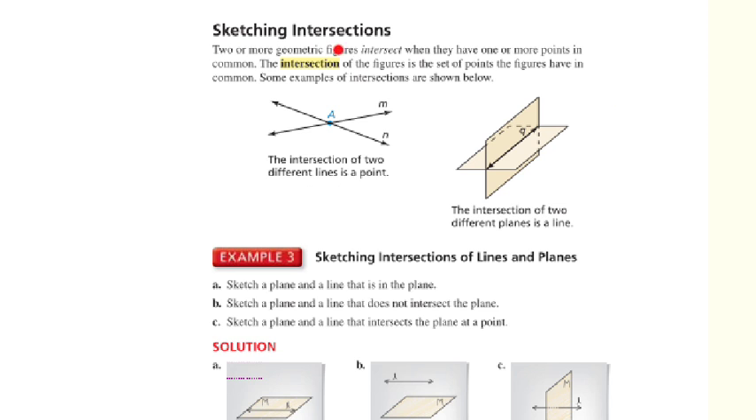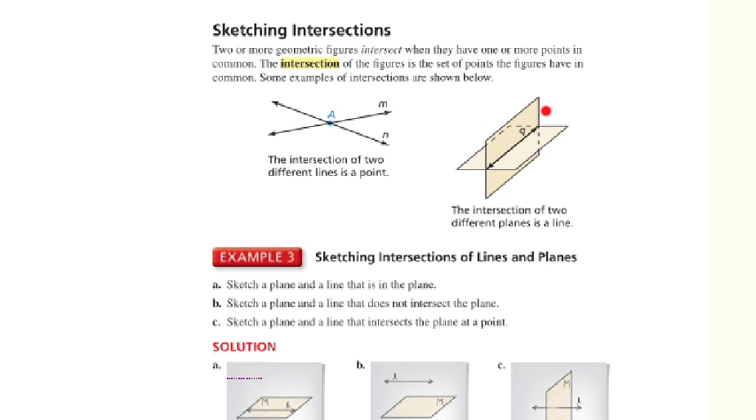Next, we're going to talk about sketching intersections. The word intersection itself is something you should be aware of. Intersection is just all the points that two shapes share in common. So for example, this line here, line M, crosses line N, and they both meet at point A, so they share point A. That is their intersection.